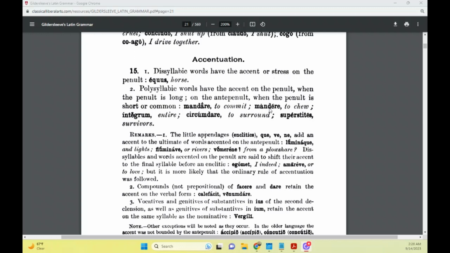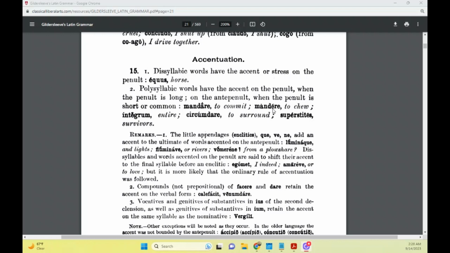Here we see another verb that looks similar to this one, but we notice that the next to last syllable is short. So it's a 3-syllable word, but the penult is short. Therefore, the antepenult will be accented. And you can see the little accent mark over the a. So here we read mandare, and you should understand why we accent that syllable.